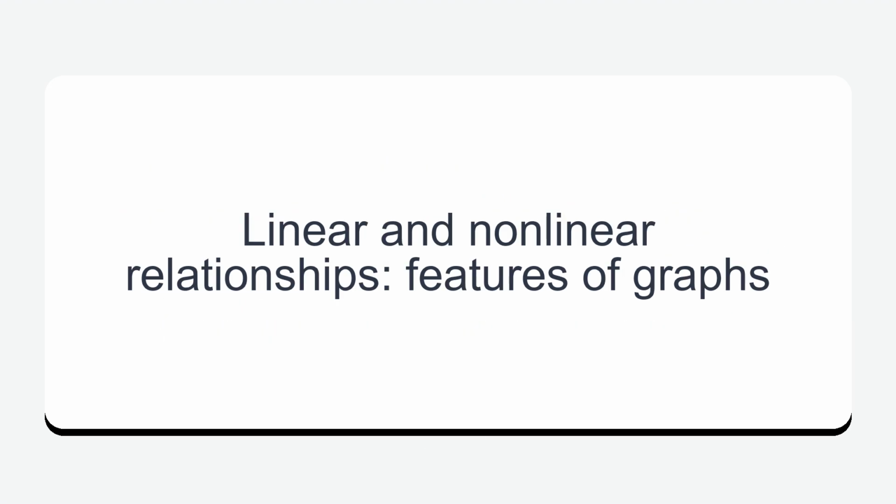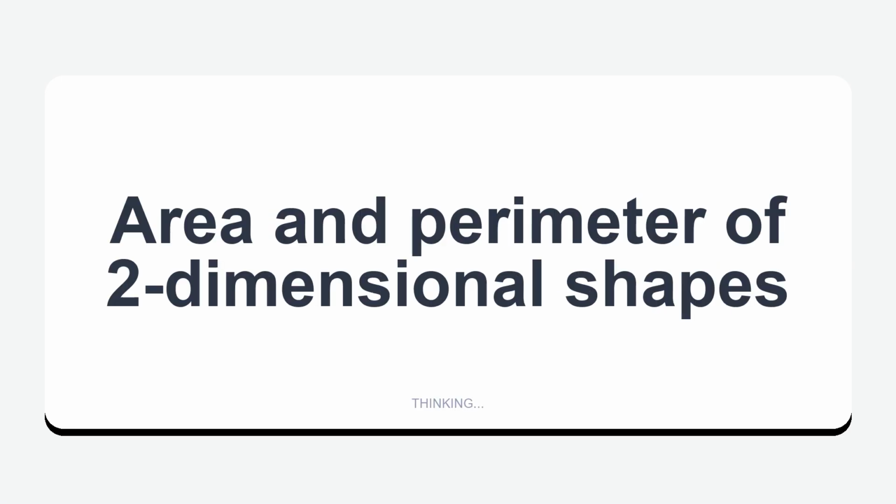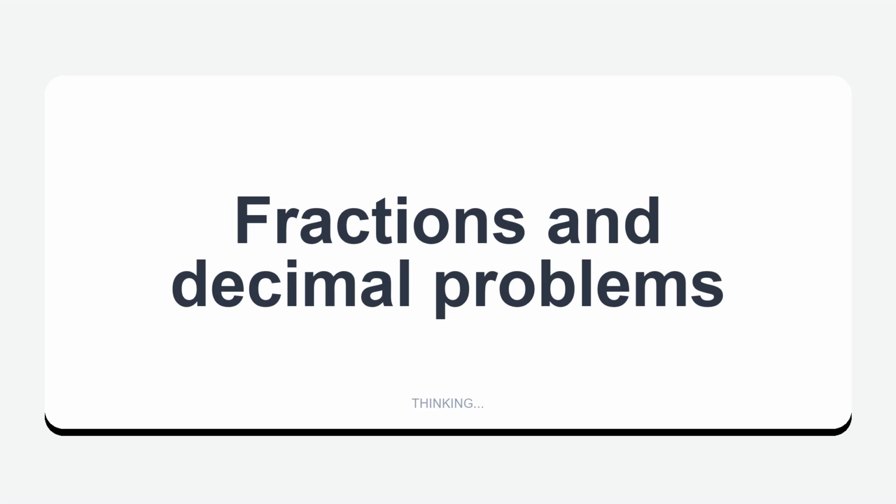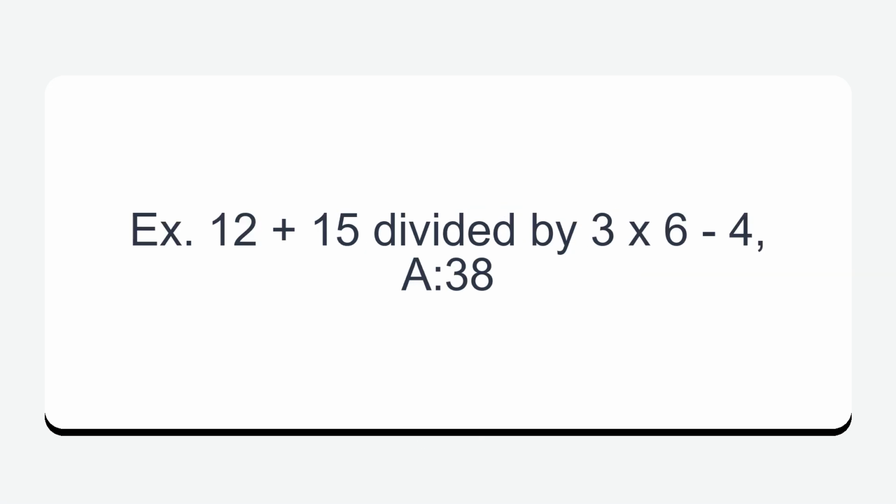Linear and nonlinear relationships, features of graphs. Area and perimeter of two-dimensional shapes. Area, circumference, radius and diameter of a circle. Fractions and decimal problems. Example: 12 + 15 divided by 3 x 6 to 4. A. 38.